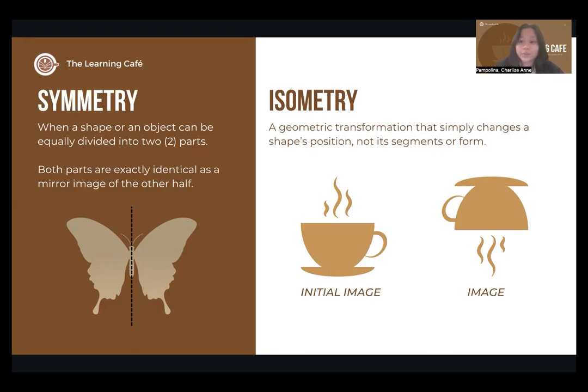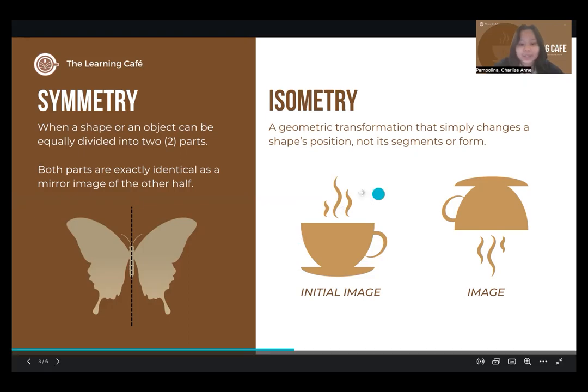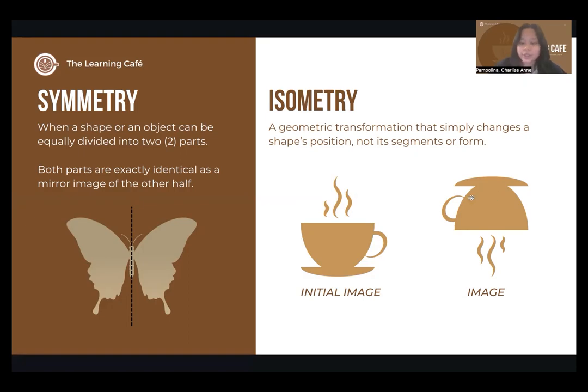Okay, so now that we know what a symmetry is, would you happen to know what an isometry is? I know it may be quite unfamiliar. So, what exactly is an isometry? Well, to briefly define an isometry in mathematics, an isometry is described as a geometric transformation that changes a shape or a figure's position without necessarily changing its segments nor its form. Here, when dealing with isometric transformations, we have the initial image, called the pre-image, which then undergoes the transformation into the final shape, or the image itself.